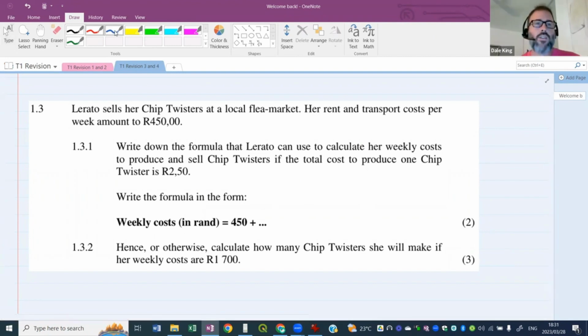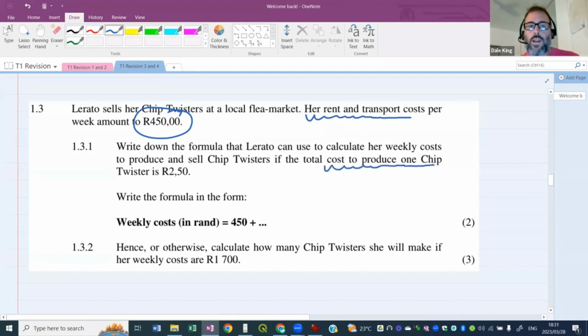Now, the second thing that is in the formula here, where does it come from in the question? Well, we've got 450 Rand here, and those were from these expenses, rent and transport. And then in question 131, they talk about another cost, all right? Cost to produce one chip twister is 2.50 Rand. Okay, so there's two costs involved. There is a rent and transport cost, and then there's a 2.50 Rand cost.